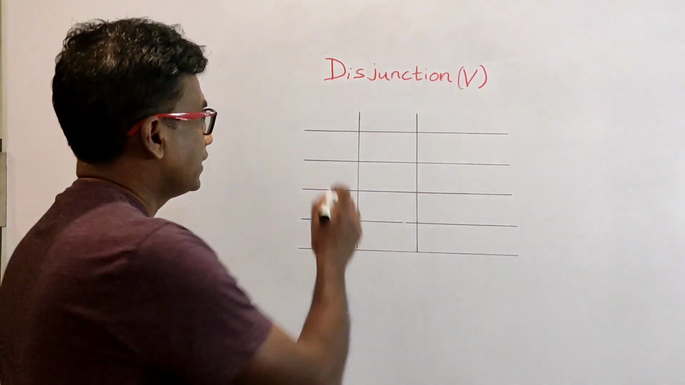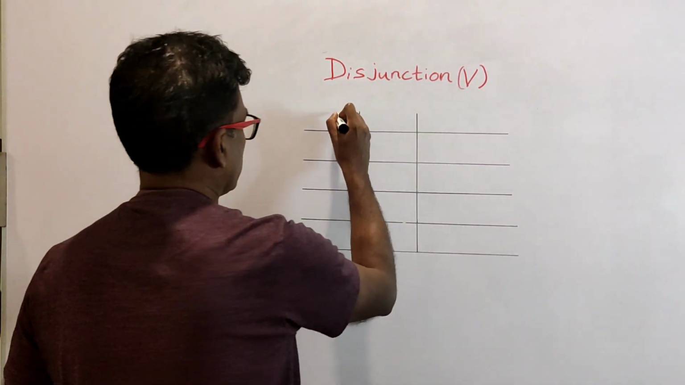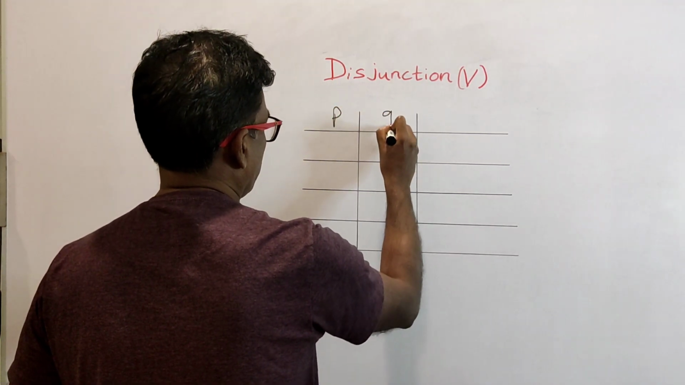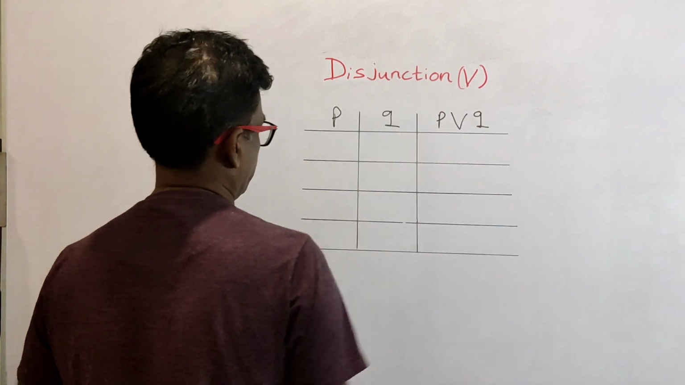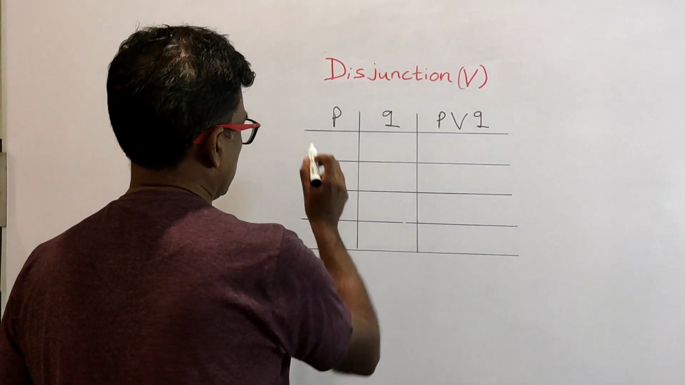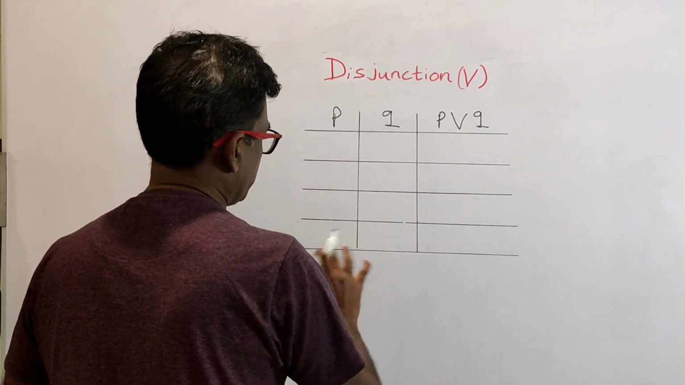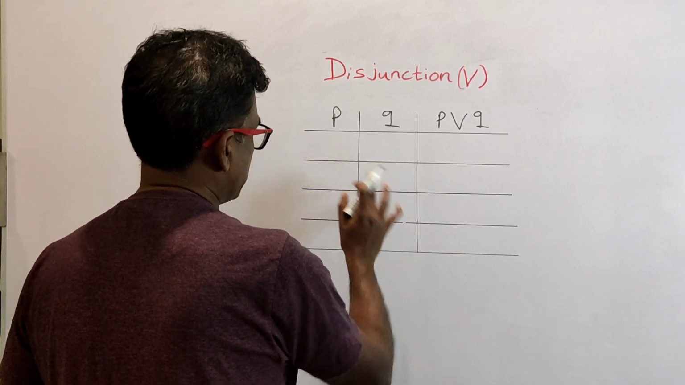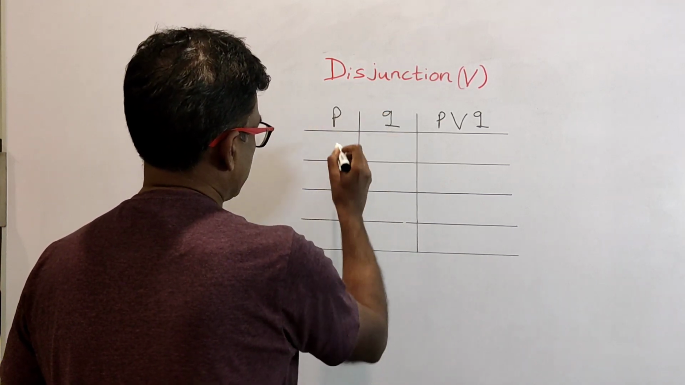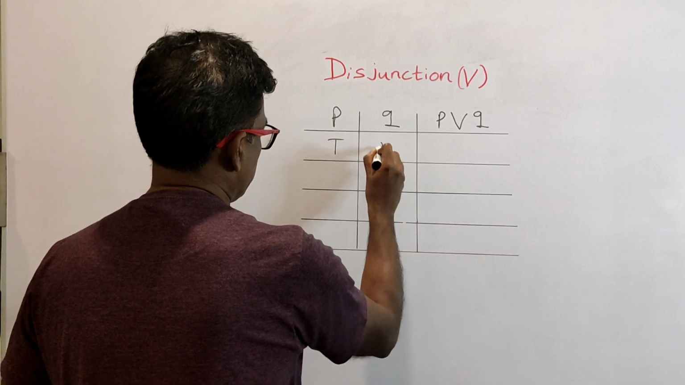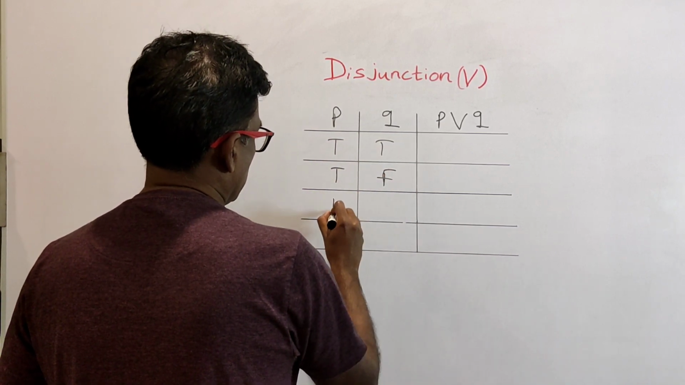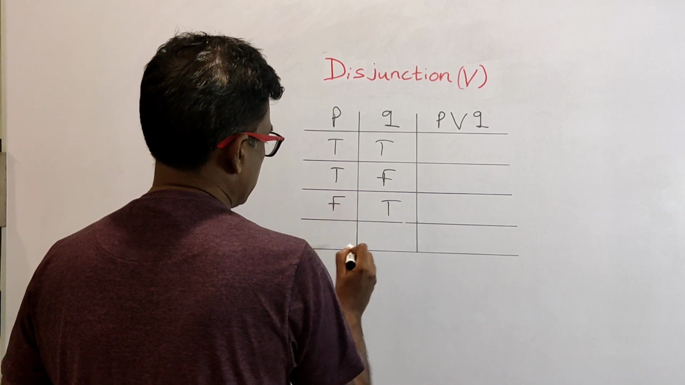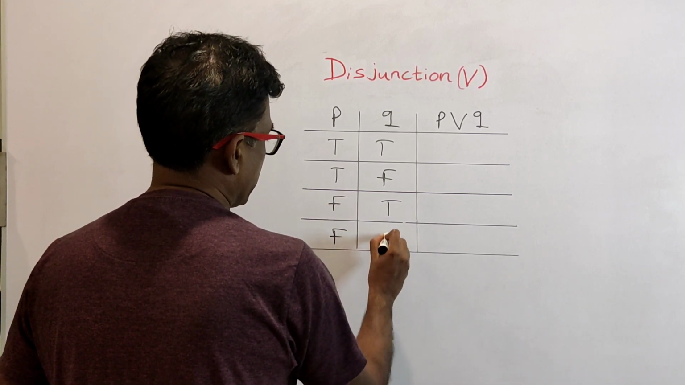Again, there's going to be 3 columns, one for P, one for Q, one for P or Q. Okay, so the possible different arrangements of truth values of P and Q are: both can be true, P can be true and Q can be false, P can be false and Q can be true, and both can be false.